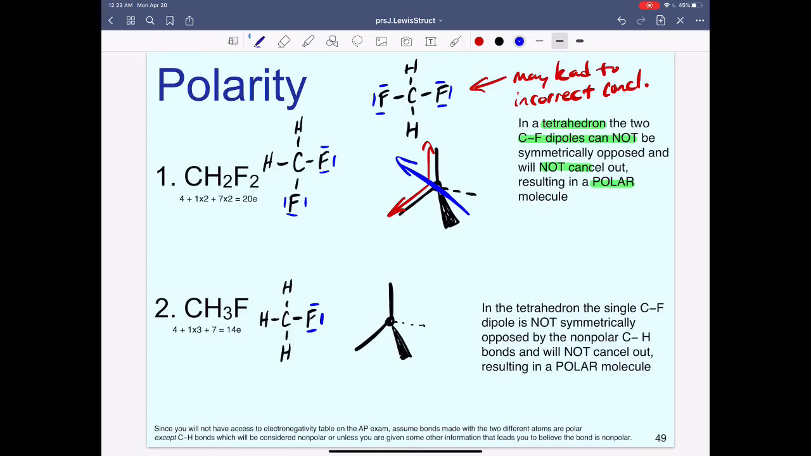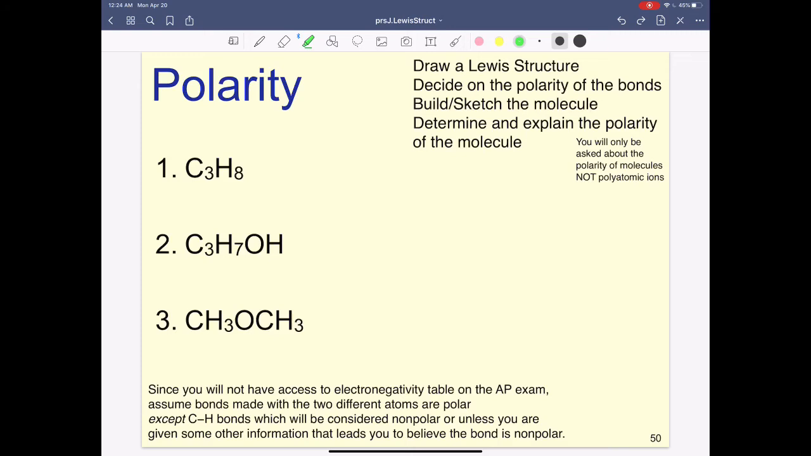A little bit easier is the molecule below, where there is only one fluorine, resulting in a single dipole. Pick any one of the tetrahedron positions, and it will not be symmetrically opposed by the nonpolar carbon-hydrogen bonds. This will result in a polar molecule. Again, I cannot overstate the importance of drawing correct Lewis structures.